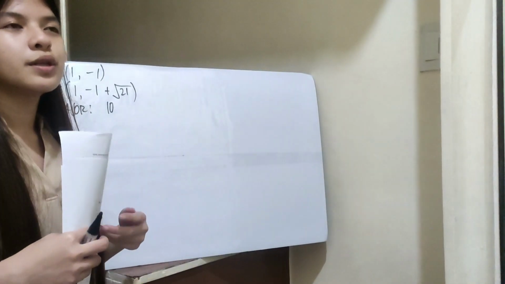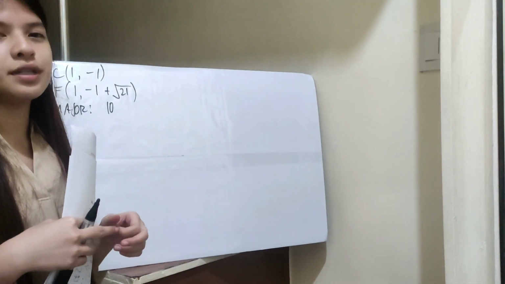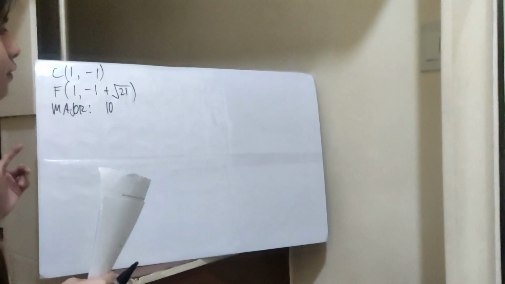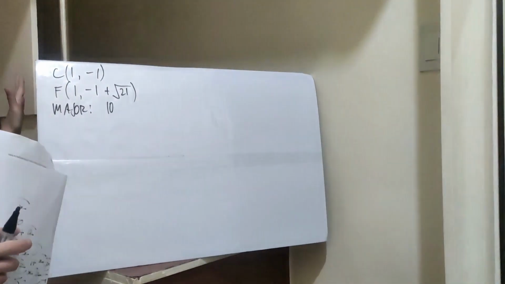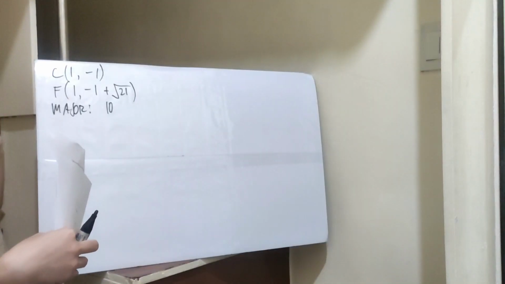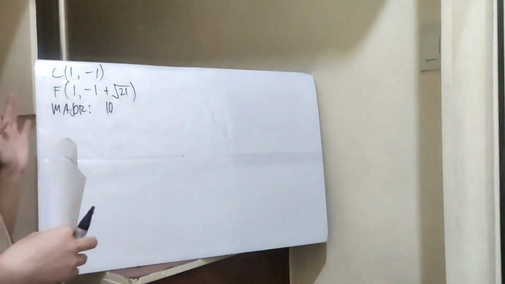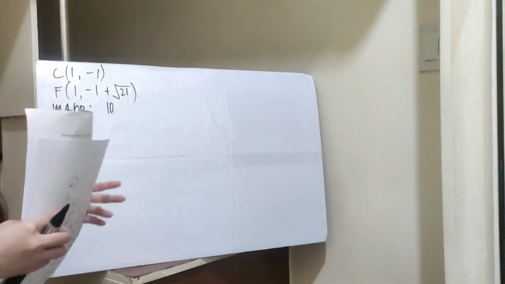So now I will discuss to you how to solve the standard and general equation given its properties. So here we have an example with the center 1 comma negative 1. We also have foci, which is 1 comma negative 1 plus square root of 21, and we also have major, which is 10.